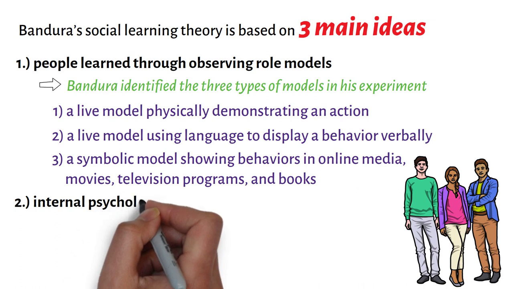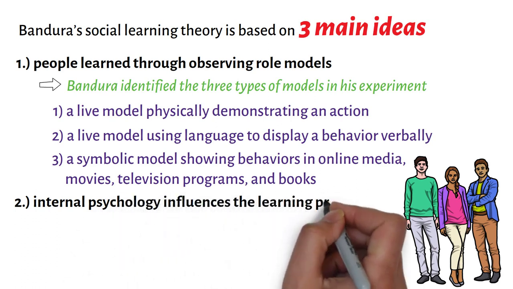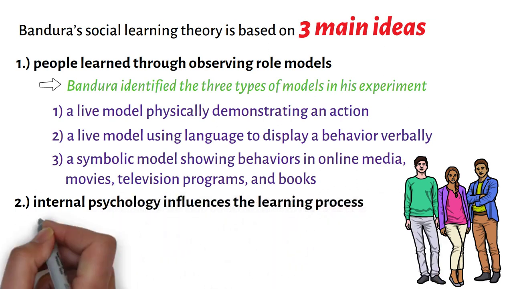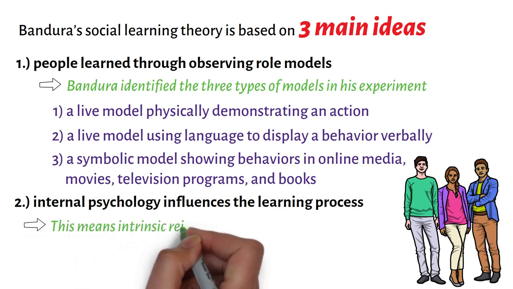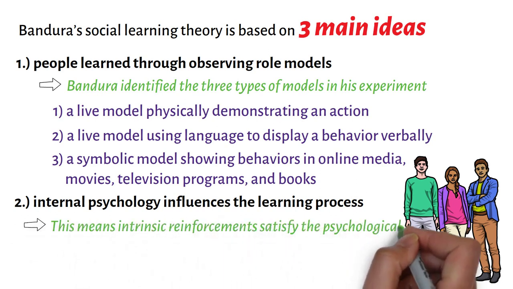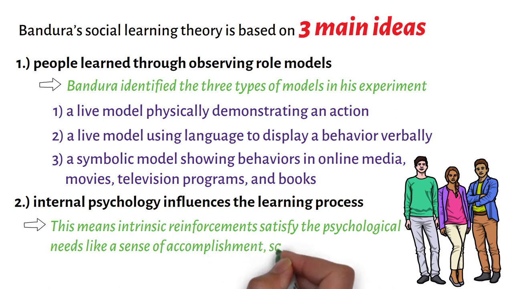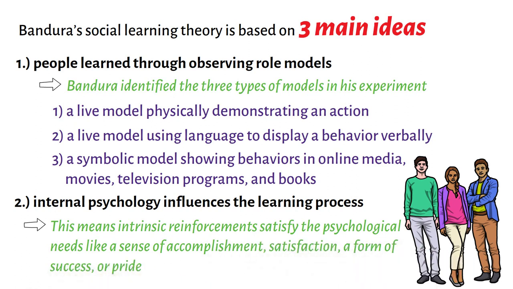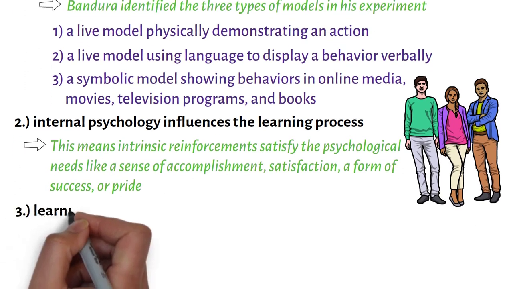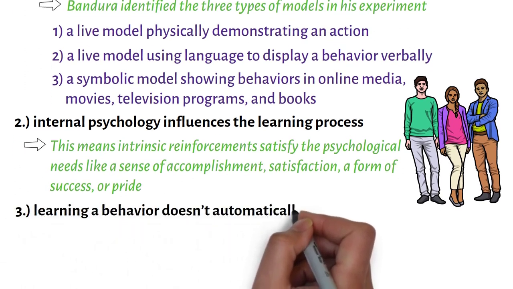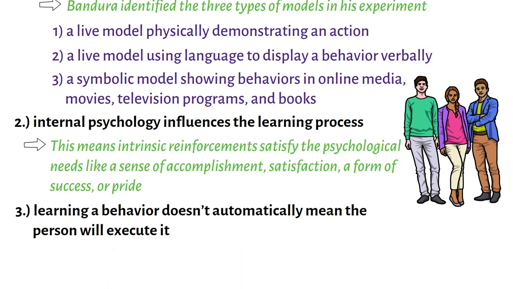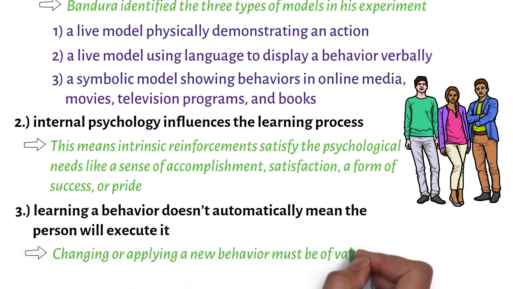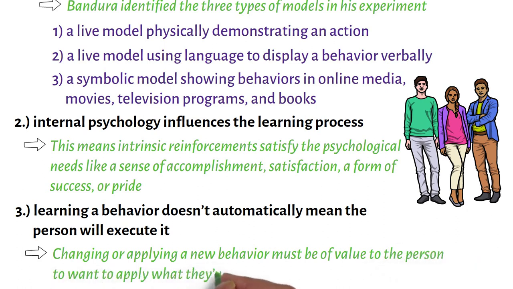Second, internal psychology influences the learning process. This means intrinsic reinforcement satisfies the psychological needs like a sense of accomplishment, satisfaction, a form of success, or pride. And third, learning a behavior doesn't automatically mean the person will execute it. Changing or applying a new behavior must be of value to the person to want to apply what they've learned.